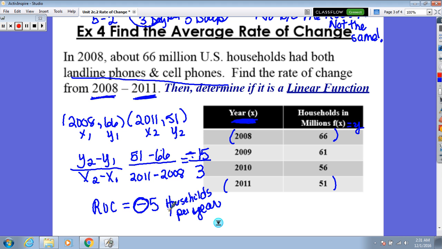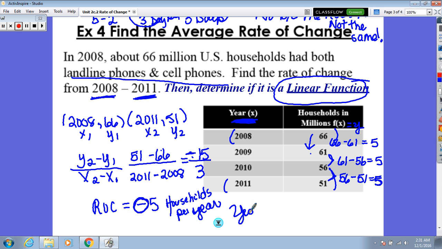Well, let's check and see if this is a linear function. If this is the case, then it should have went down by 5 each year. So if we take 66 and subtract 61, do we get 5? Yes, we do. Now let's check these two. Okay, 61 minus 56 gives me 5 again. So that's good. And then let's subtract here. So 56 minus 51 also equals 5. Okay, so this supports the notion that we have a linear function.